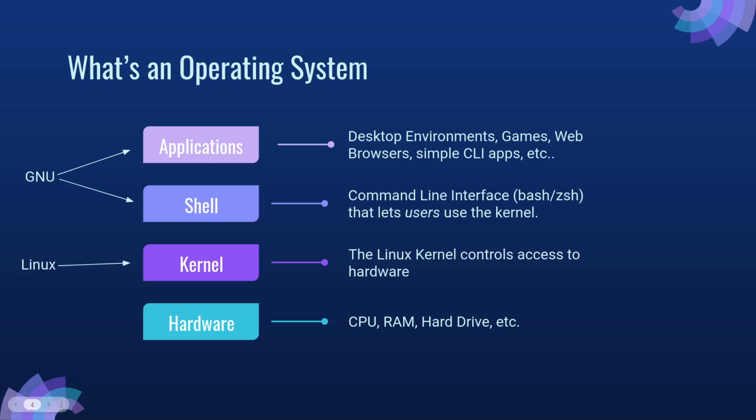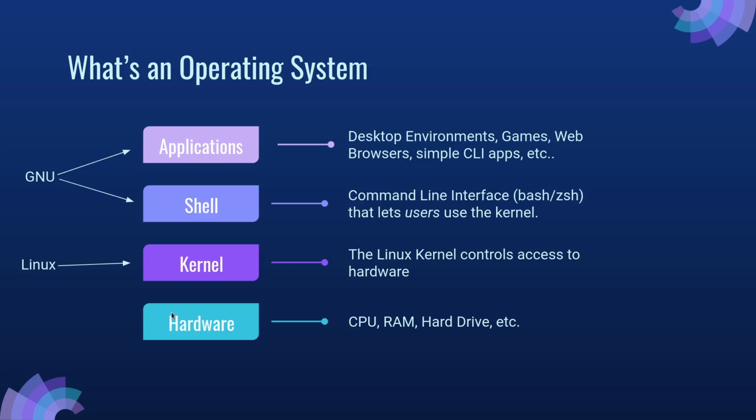An operating system, on a more technical level, is these three parts over here. On the very bottom you have the hardware. Everyone knows what hardware is. It's your CPU, the RAM, your hard drive, your motherboard, the fancy tower, stuff you can physically touch. But the operating system is the software that runs on it.